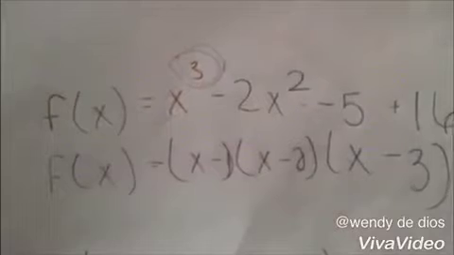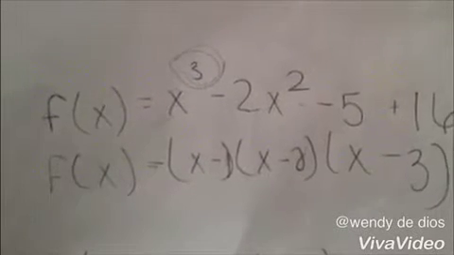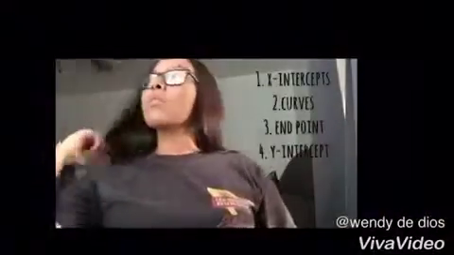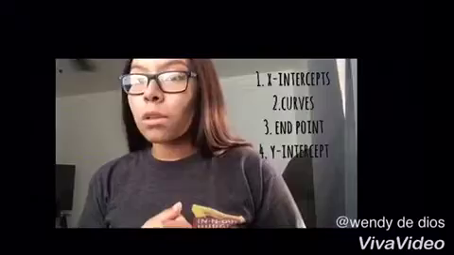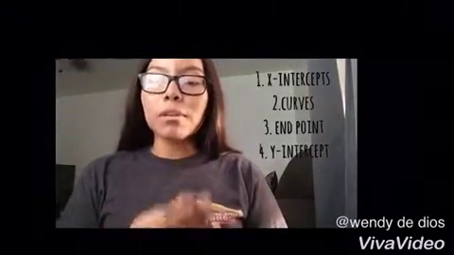The topic I decided to present today was how to find the characteristics of a polynomial equation. The equations I decided to use are x cubed minus 2x squared minus 5x plus 16, and (x minus 1)(x minus 2)(x minus 3). When an equation is written in standard form, you're able to get how many x-intercepts it will have, how many curves the graph will have, its end behavior, and its x-intercepts.